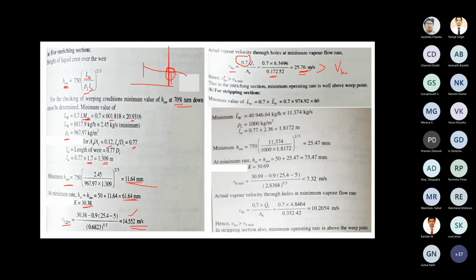So this is the way to calculate the weeping condition at the enriching section. Similarly, for the stripping section, you have to take the turn down ratio, that is 0.5, 0.7, or 0.8, you can also do that. So the minimum LW you have to calculate. For LW you can use LW by D is 0.77. So calculate the HOW. Then calculate the K value.